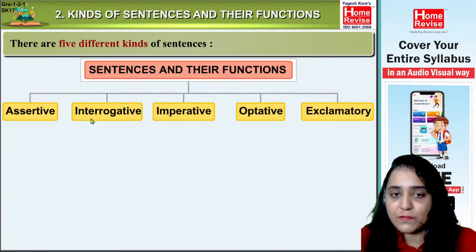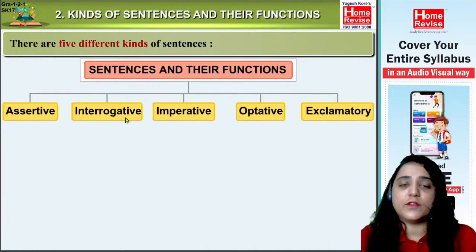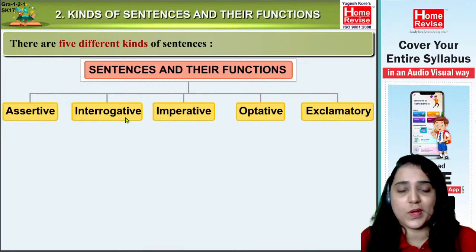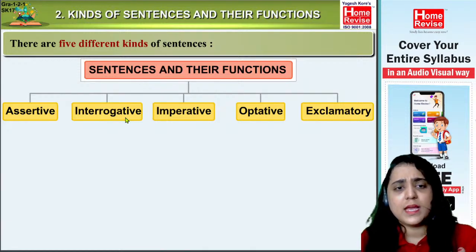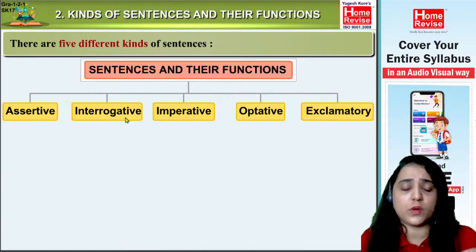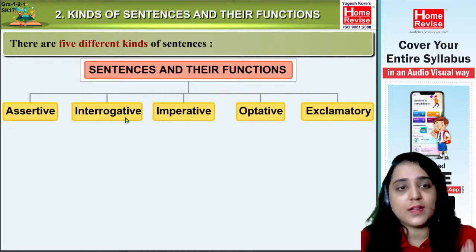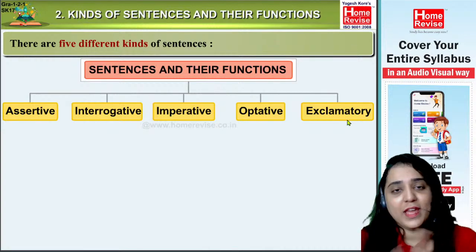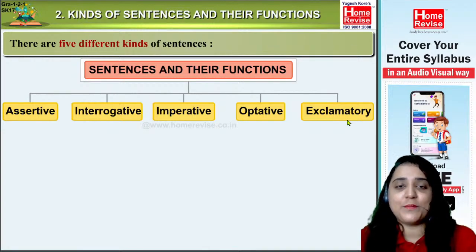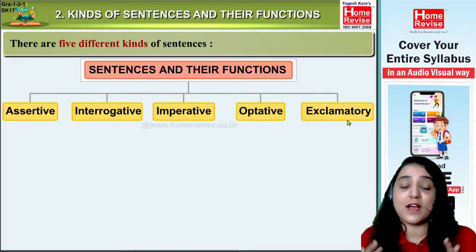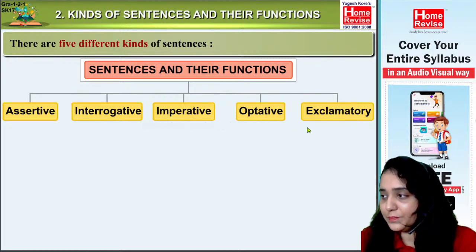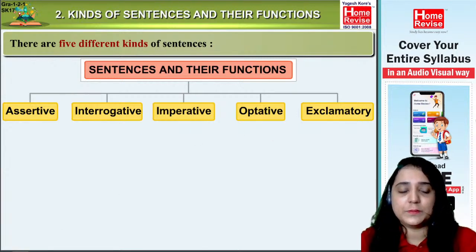Among all these 5, you understood interrogative just by hearing the name. Interrogative as in question. The sentence which has a question mark at the end instead of a full stop is called an interrogative sentence, or where a question is asked in the statement. Also, one more easy one is exclamatory. This is also your favorite, because an exclamatory sentence has an exclamation mark at the end, or we express some emotion. Yes, it is an exclamatory sentence. Very good. Now let's see in detail.